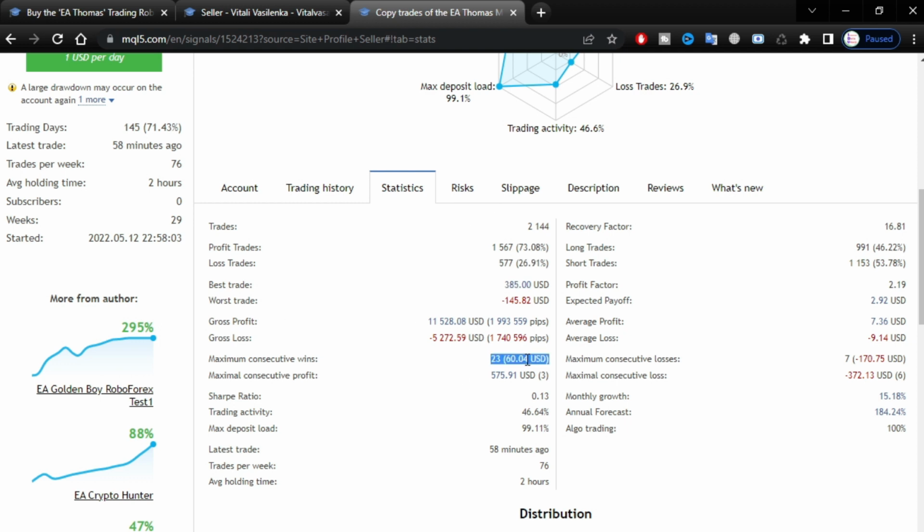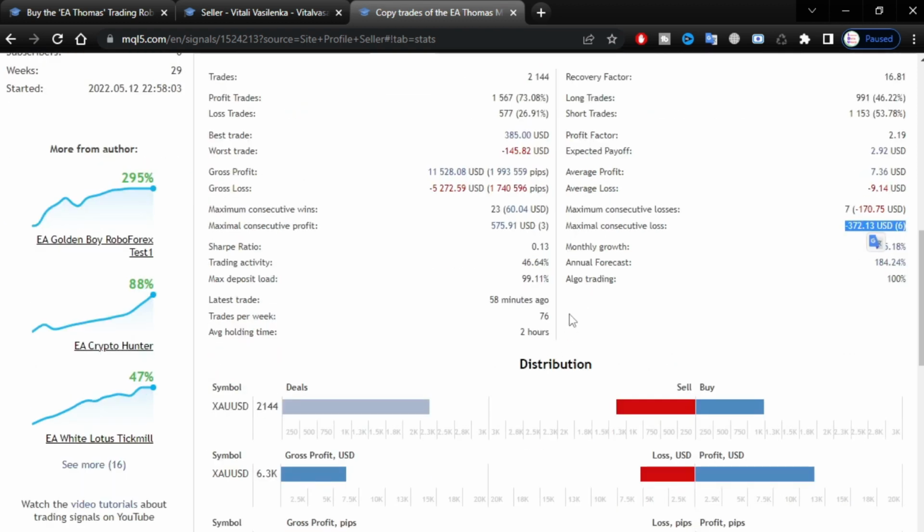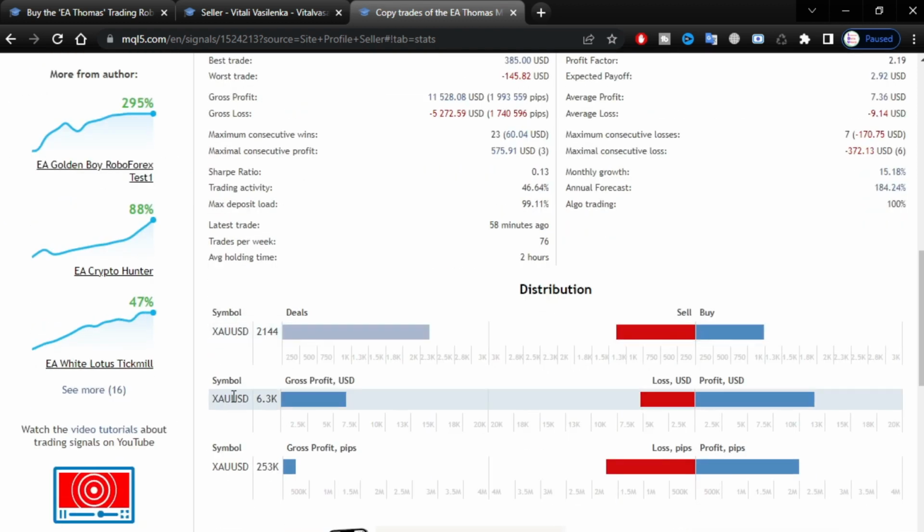A maximum of 23 consecutive win transactions or around a profit of $60.04. Maximum consecutive loss of 7 transactions or around minus $170.75. Average profit $7.36. Average loss $9.14. And profit factor 2.19. Okay, here the pair distribution is only gold ounce per US dollar with details like this. You can see the comparison of sell and buy, loss USD and profit USD, then loss pips and profit pips.